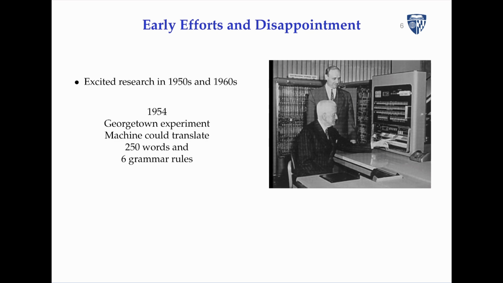There's a famous experiment in Georgetown, in Washington, where they got a lot of press out of a machine that could translate. It really only could translate 250 words and also only had 6 grammar rules. It was not really a full-fledged translation system that was really useful for anything.